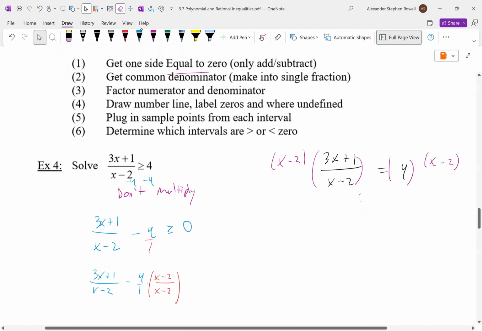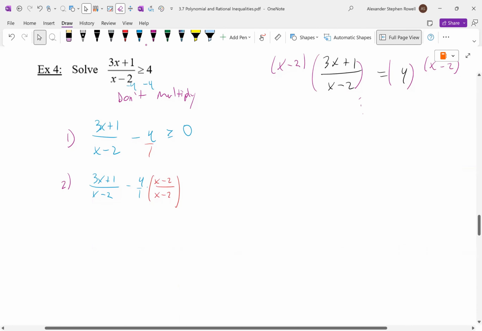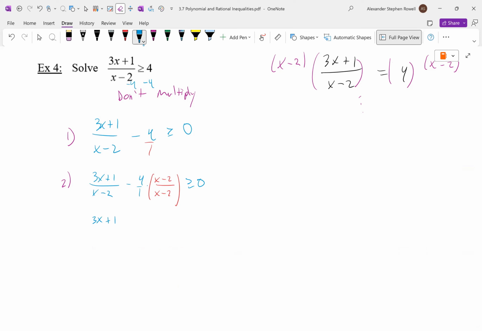Step 1 was to make one side equal to 0. Step 2 is to get a common denominator. So that's what we're doing here. Well, let's simplify this. 1's greater than or equal to 0. 3x plus 1. And over here, I'm going to distribute the -4. Maybe I'll do that in a different color.